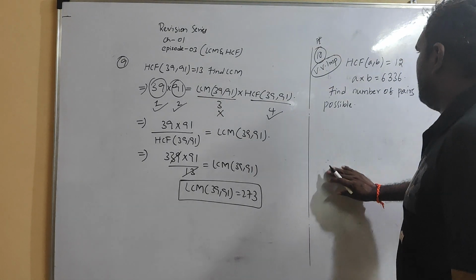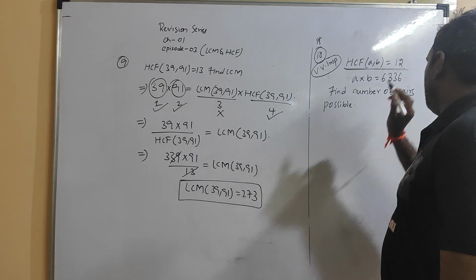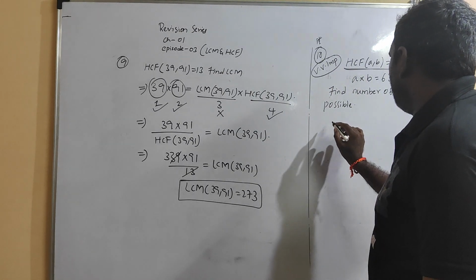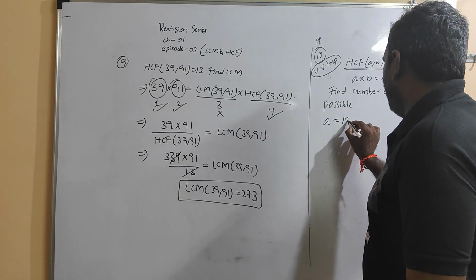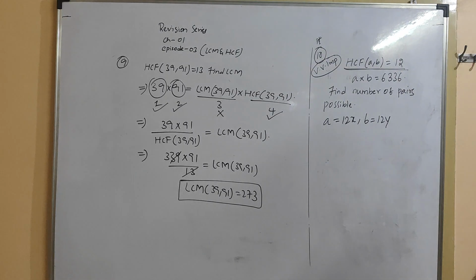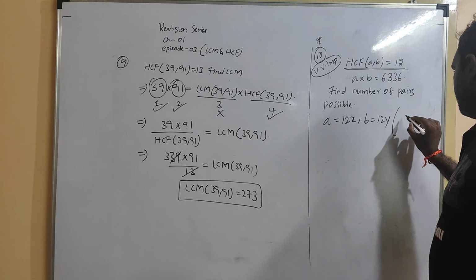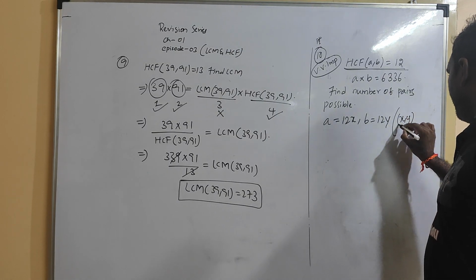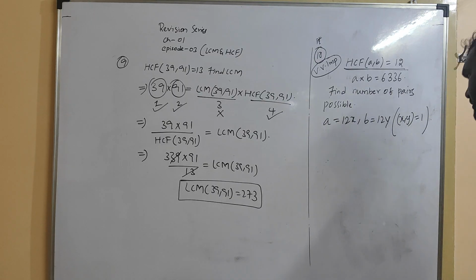See, how to do is, every time when HCF is given, numbers will be of the form: first number A is 12x and second number B is 12y. Again, what you have to know is x, y are co-primes. You have to be careful. x and y are co-primes. A is 12x, B is 12y.